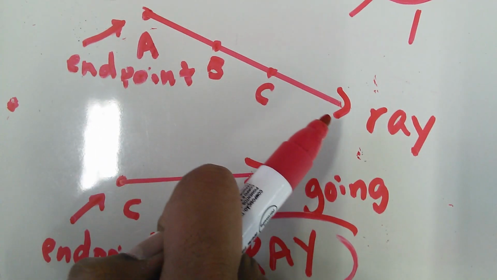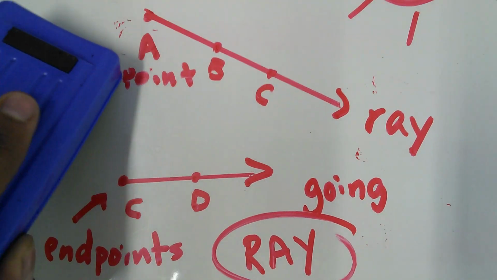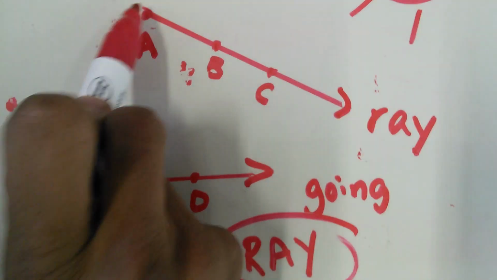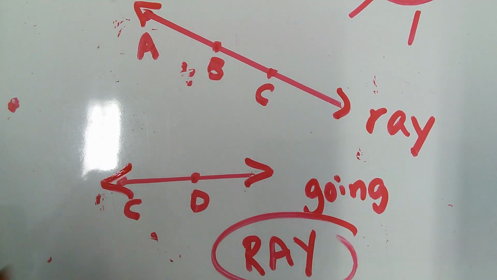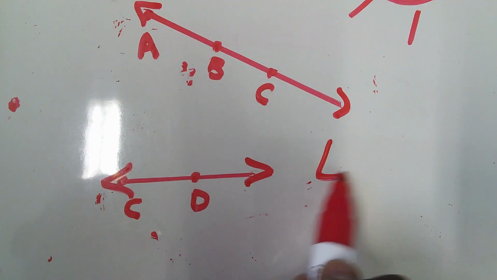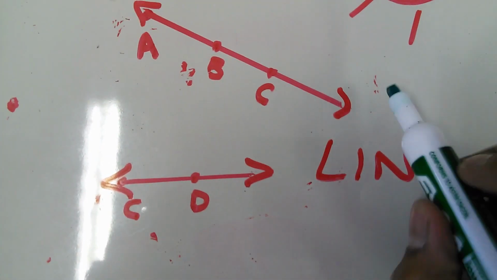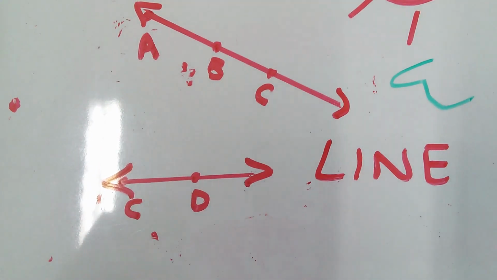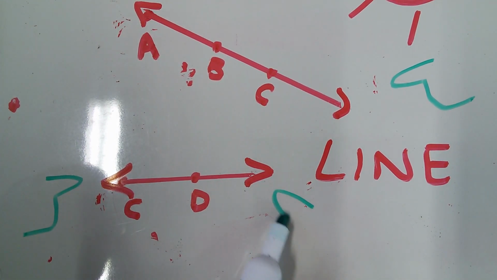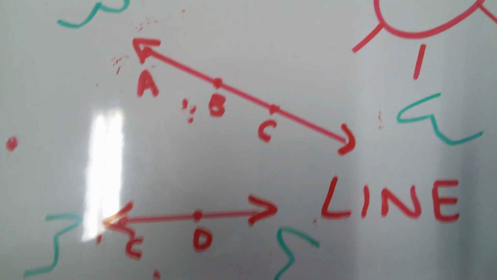Now, what would we call something that keeps going in both directions? It keeps going in this direction and it keeps going in that direction. Well, in geometry, if it doesn't have an endpoint and it just keeps going in both directions, we simply call that a line. We call it a line because, as you can see, it keeps going forever over here, and it keeps going forever over here, and it will never ever stop. We can't measure it because it'll go on forever.